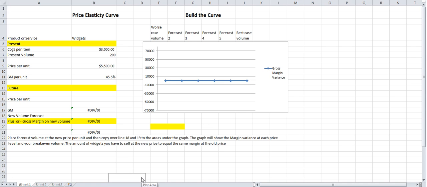I want to talk today about gross margin profitability. There are really three levers we can look at when we look at gross margin and how we can increase it. One is, of course, we buy things less expensively. Our cost of goods sold goes down, thus our gross margin goes up.